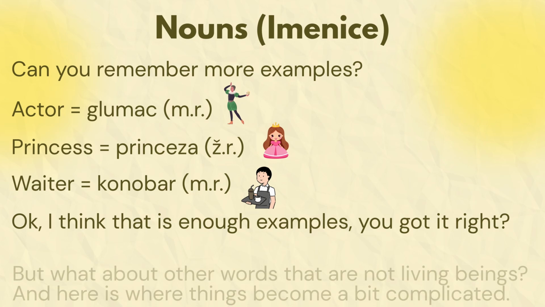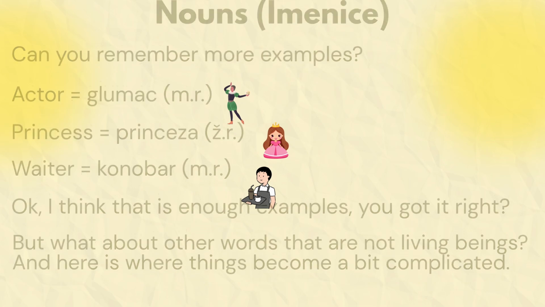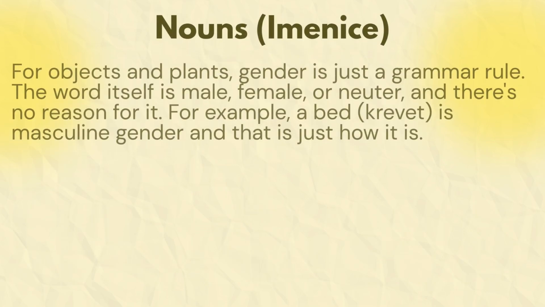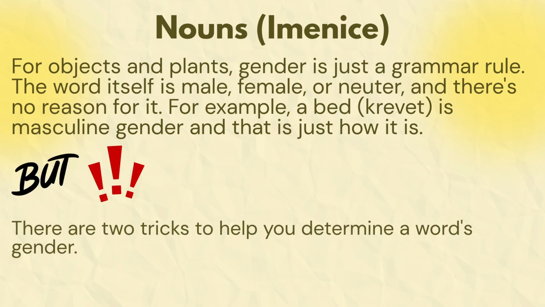You got it, right? But what about other words that are not living beings? And here is where things become a bit complicated. For objects and plants, gender is just a grammar rule. The word itself is male, female, or neuter, and there is no reason for it. For example, a bed, krevet, is the masculine gender, and that is just how it is. But there are two tricks to help you determine a word's gender.